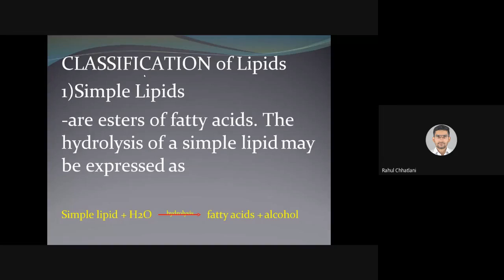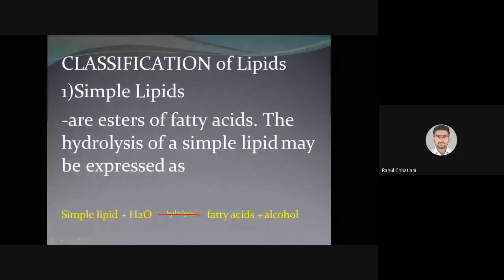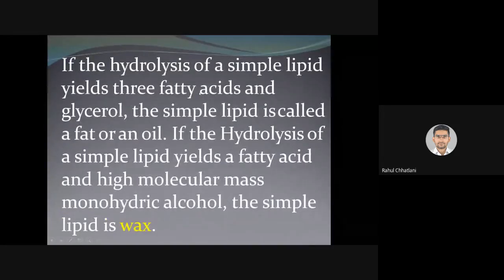So first is simple lipids and second will be the complex lipids. Simple lipids are simple esters of fatty acids. The hydrolysis of a simple lipid may be expressed as simple lipid plus H2O. We add H2O, it will break the H2O, it will use the H2O. So when H2O is broken, that is called hydrolysis. Yes, it leads to fatty acid and alcohol formation. Fatty acid and alcohol can be formed, or fatty acid and glycerol can be formed. So if the hydrolysis of a simple lipid yields 3 fatty acids and glycerol, the simple lipid is called a fat or an oil.